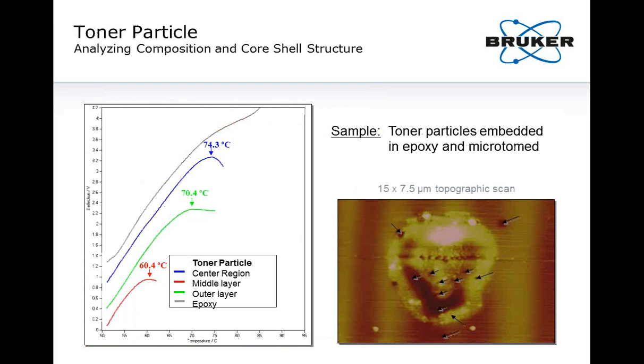In this next example, yet again, a completely different sample, a toner particle that was embedded in epoxy in order to then be microtomed sectioned so that it can be investigated by AFM. And the AFM image on the right of the slide already suggests a core shell structure, and we performed a whole number of nano-TA measurements, and indeed the different softening temperatures confirm clearly a core shell structure for this complex toner particle.